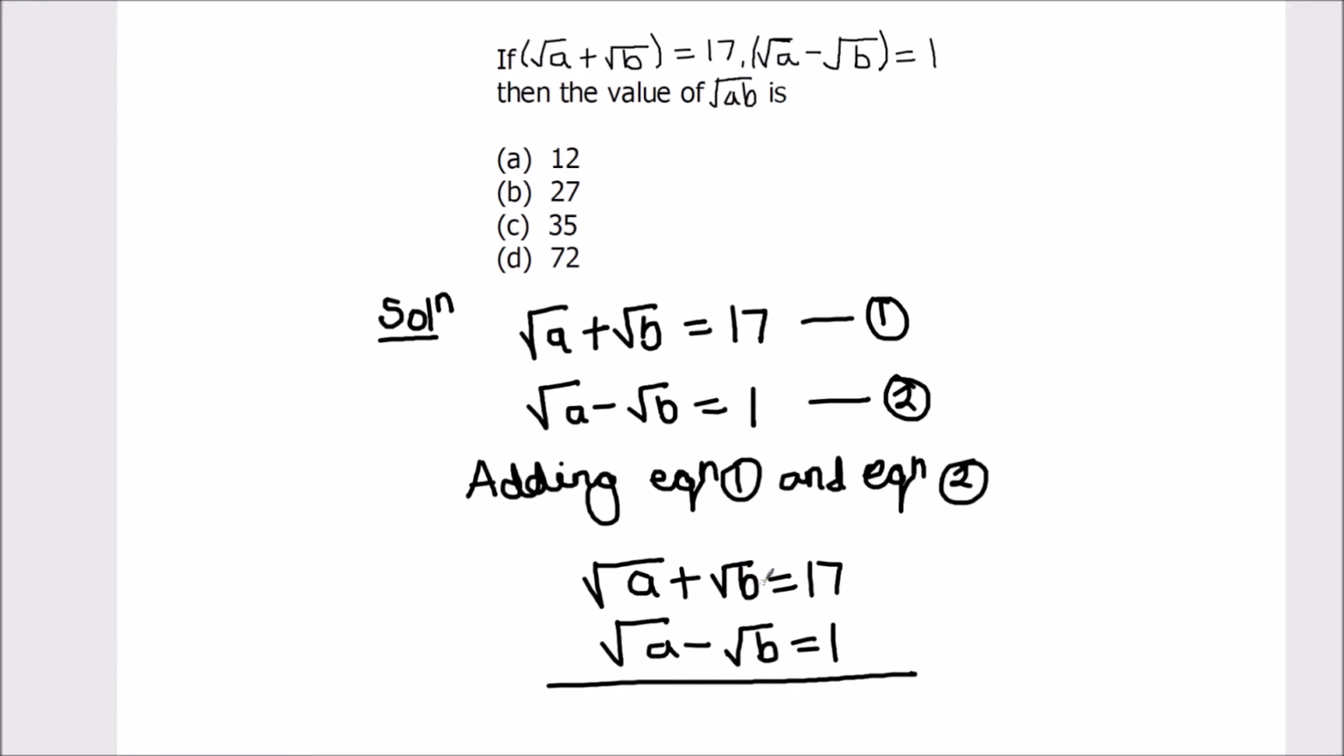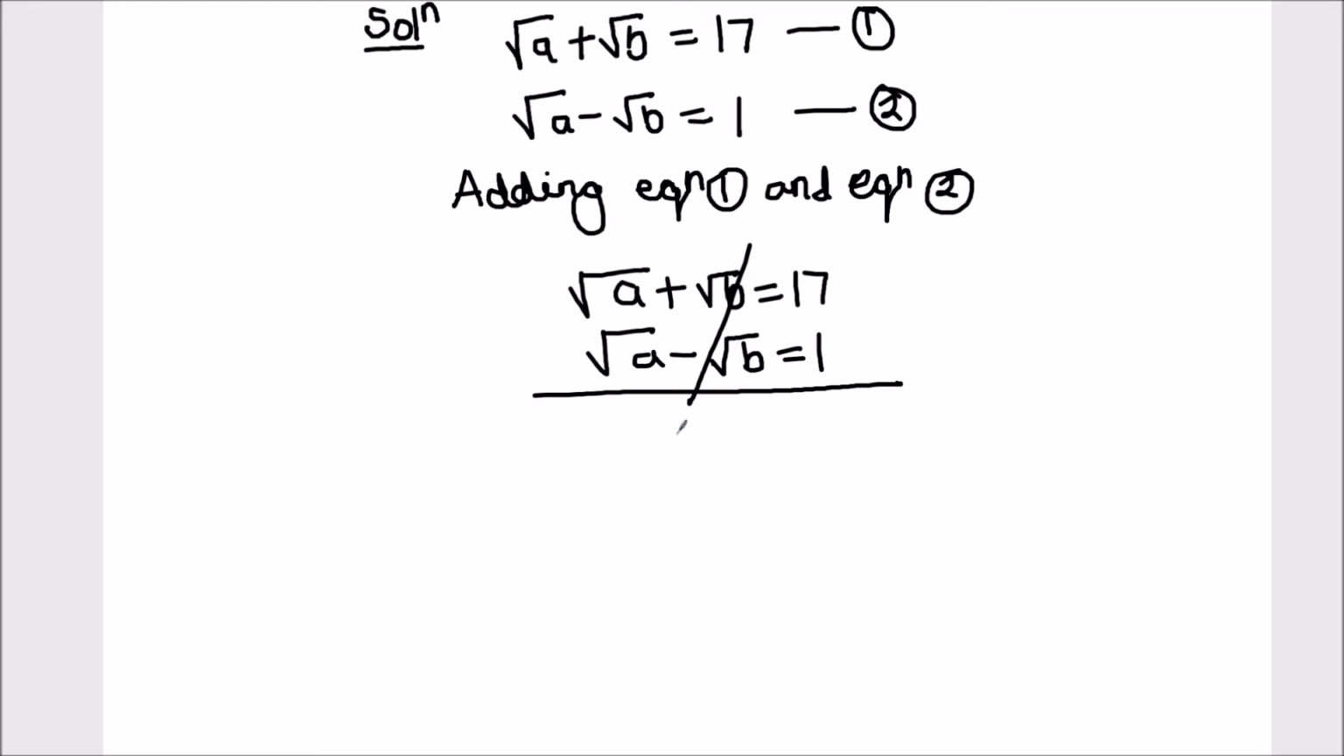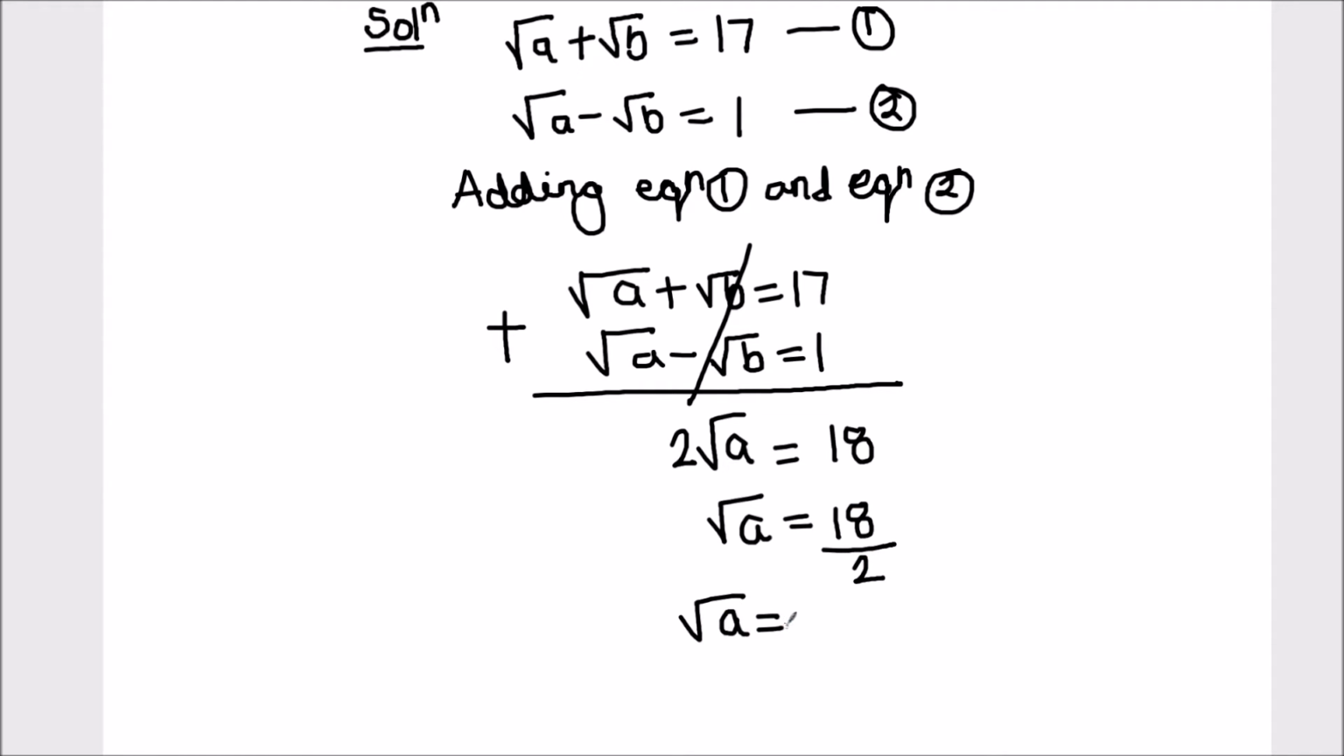This minus root b and plus root b gets cancelled. So we have 2 root a equals 18. 17 plus 1 is 18. Or root a equals 18 divided by 2, which equals 9. So root a equals 9.